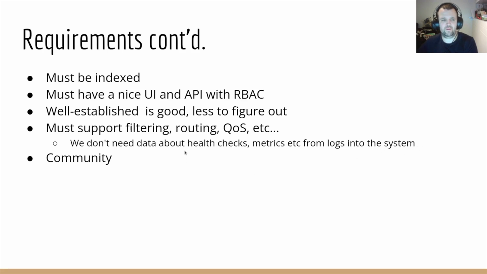Stuff like the RBAC and stuff like this. They need to be able to support filtering, routing, QoS. And as an example, we don't want to have health checks showing up in the downstream system because it's just inconvenient, and there needs to be a well-established or be backed by a good community, basically. So being, for example, a CNCF project, or having a nice vendor behind it, or several users with a vendor is a must.